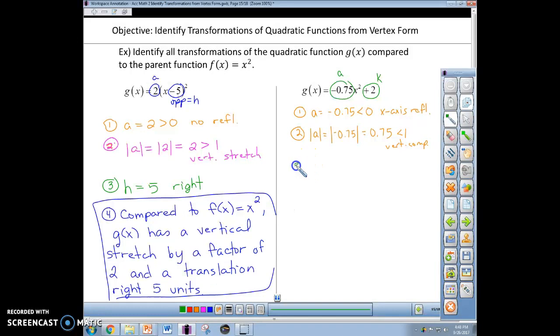And our factor for that compression will be the 0.75. Then we look at our k parameter. And k by definition is that plus or positive 2. And that tells us we'll have a translation up 2 units. And then we put it all together into our comparison statement.